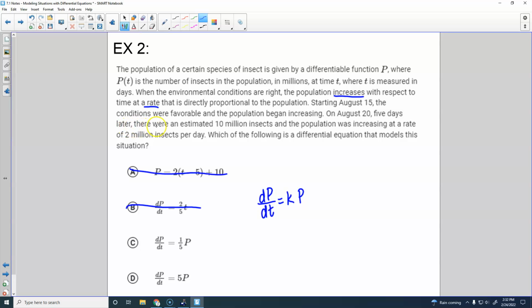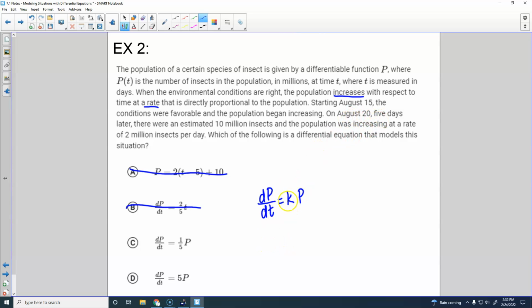There was an estimated 10 million insects in the population. 5 days was increasing at a rate of 2 million insects per day. 10 by 5. 2 times 5. So if it's 5P, then that's 5 times 10 million. 1/5 times 10 is 2 million. All right, Thomas is right here.